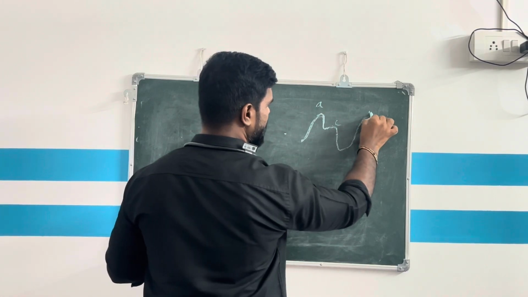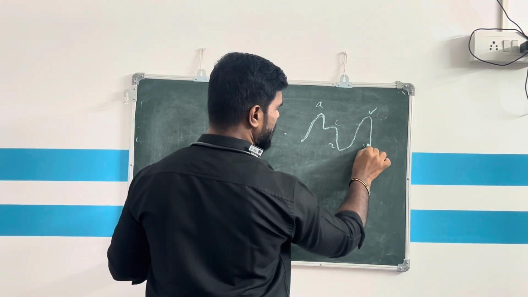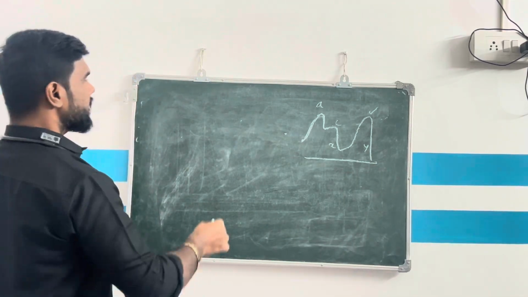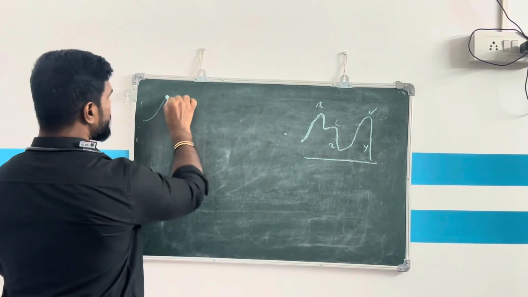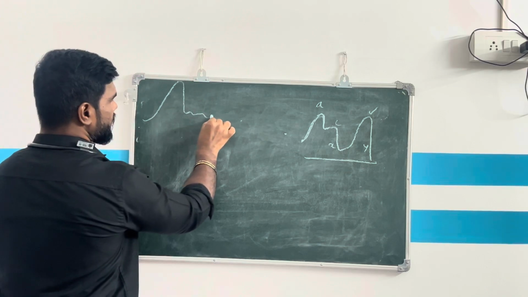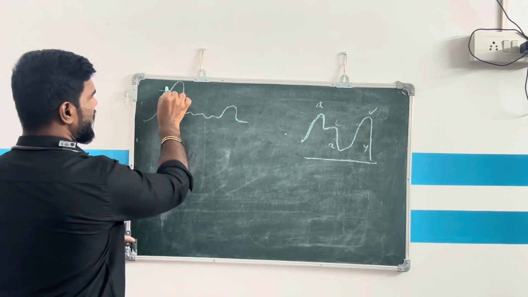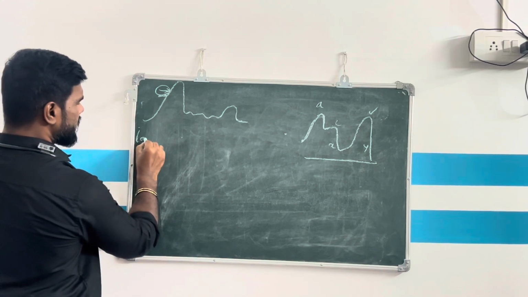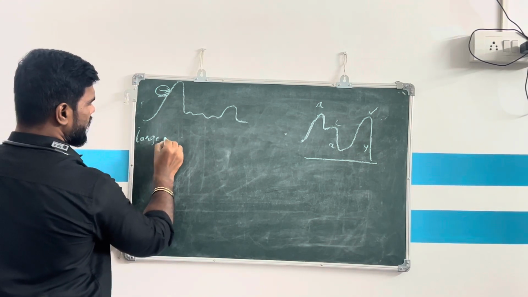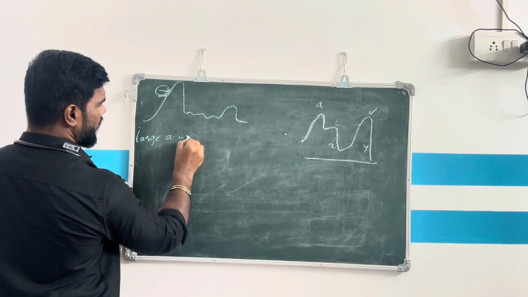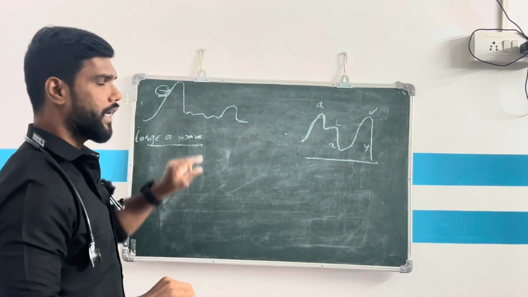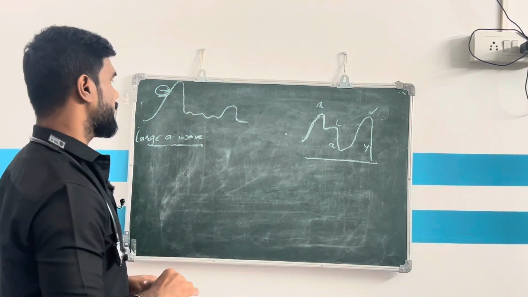A, C, V, X descent and Y descent, right? In some conditions, the large A wave is produced. Large A wave means... how is it produced? Why? What is the reason for the large A wave, or cannon A wave?